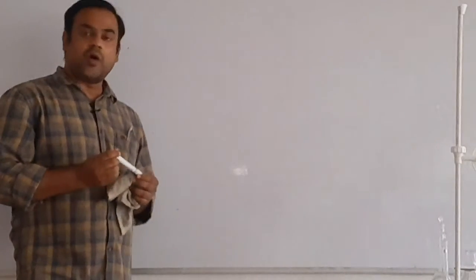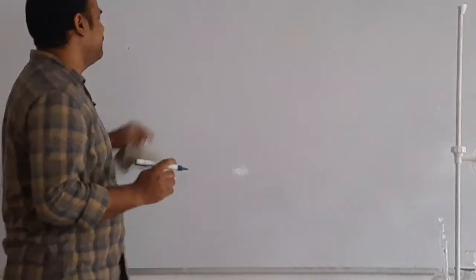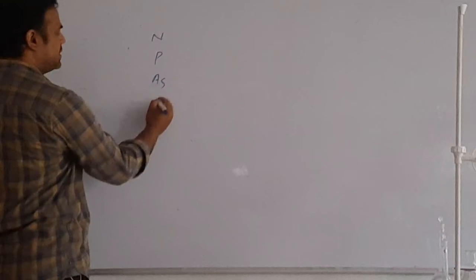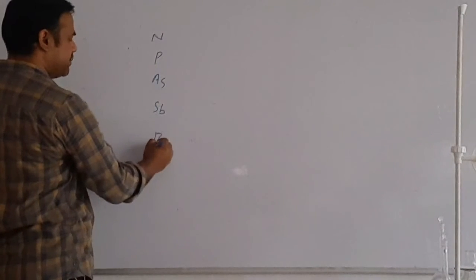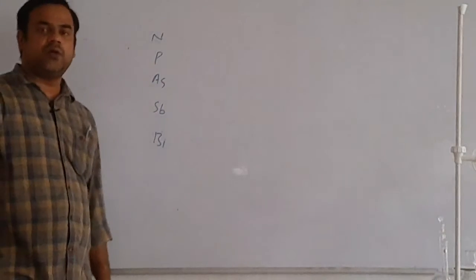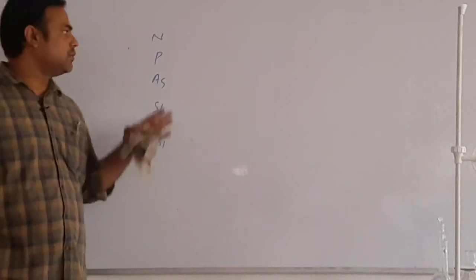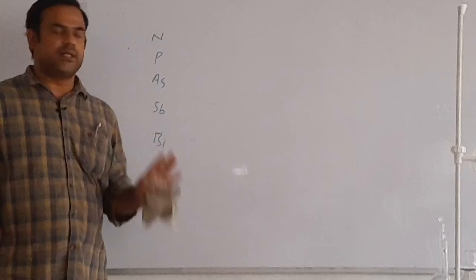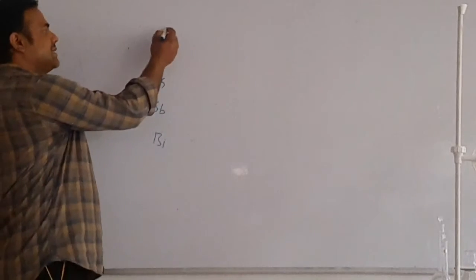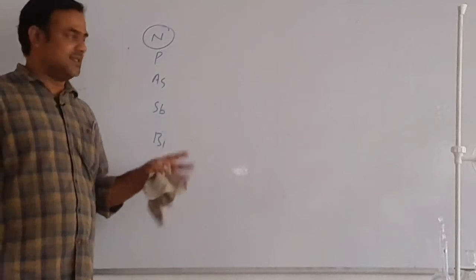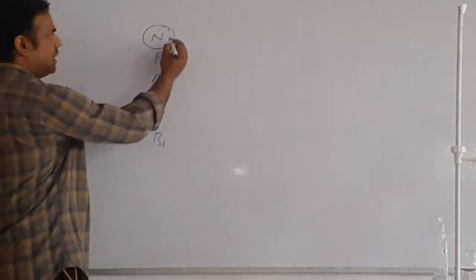Now we will see some abnormal behavior of the nitrogen atom. When we come to group 15 elements like nitrogen, phosphorus, arsenic, antimony and bismuth, the first element of all the P block, group 15, 16, 17, shows abnormal behavior from the other elements. So nitrogen has abnormal behavior compared to other elements. What is that abnormal behavior?